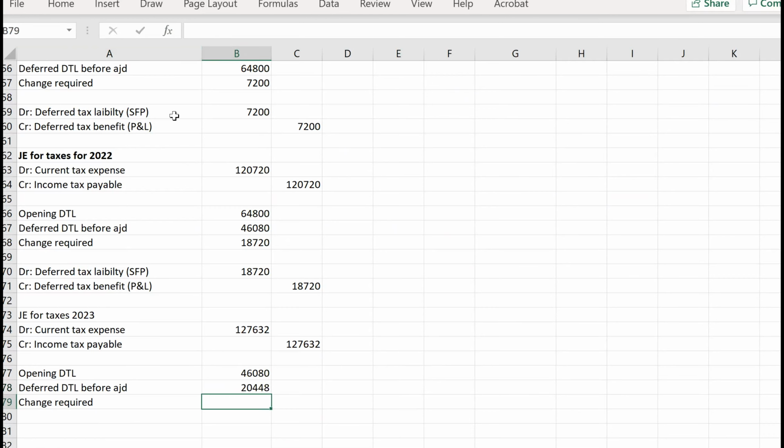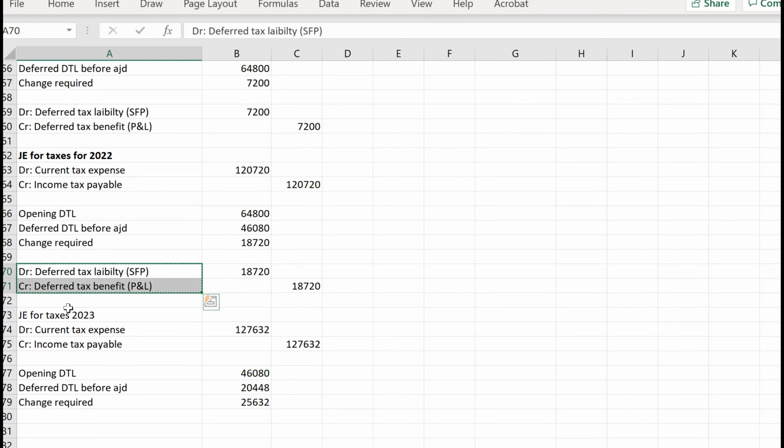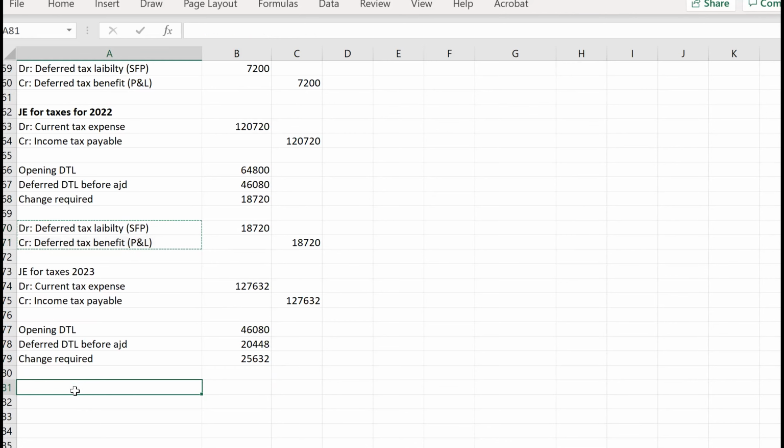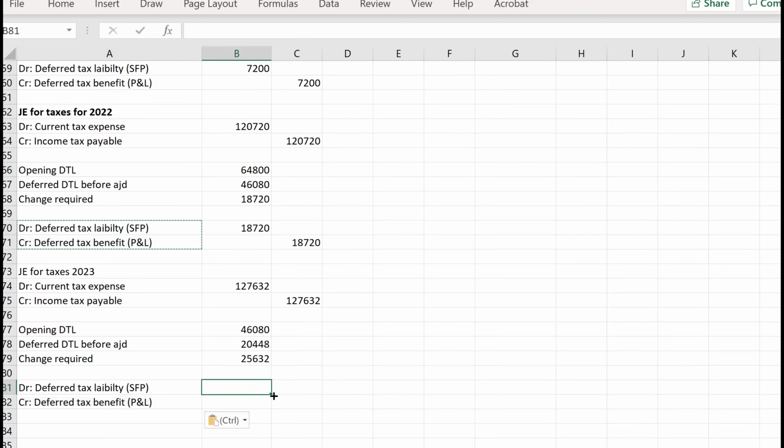So we need to make an entry for the difference. So now we're going to pull it down again by $25,632. So we're going to make the same entry where we're debiting the deferred tax liability and we're crediting the income statement. So it's an income tax benefit on the income statement, not income tax expense. And this is going to be this $25,632, so that now the balance of this account on our statement of financial position is going to be $20,448.